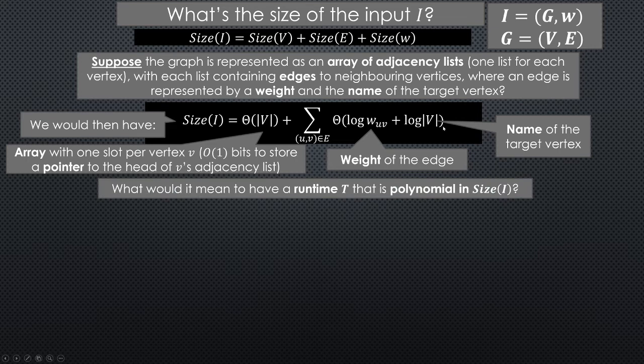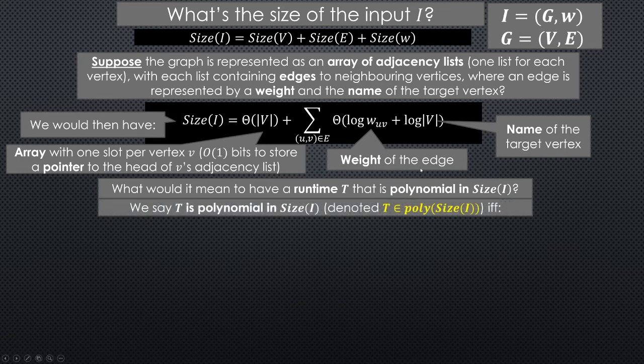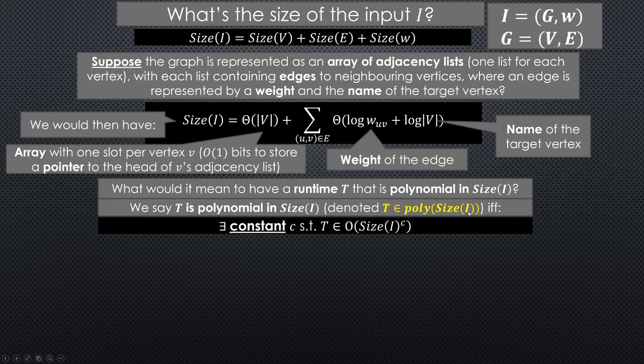So what would it mean to have a runtime t that's polynomial in this size? What does it mean to be a polynomial in this crazy expression? Well, we say t is polynomial in size of I, and we denote that t is in poly of size I, if and only if there exists a constant c such that t is in O of size of I to the c.